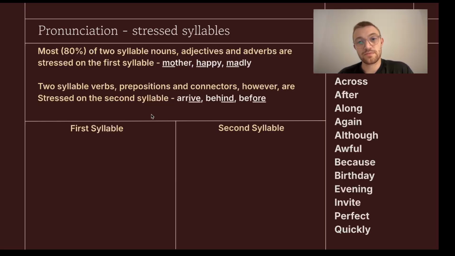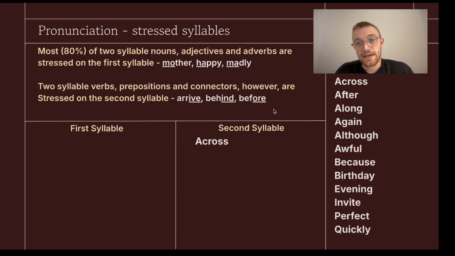There we go. So have a go. I would recommend, again, pausing the video, having a go yourself. Try and say the words and see where they should go. Are they first syllable or second syllable stressed? And we got all of these words on the right-hand side there. So now I'm going to go through the answers. So the first one there is across. Across. So that is on the second syllable.